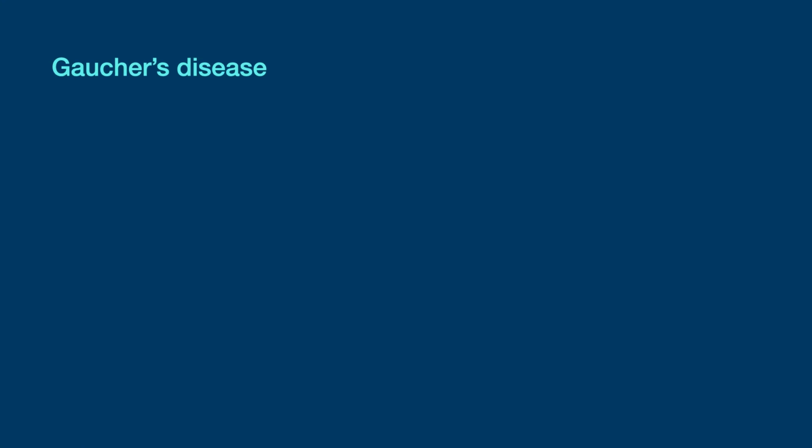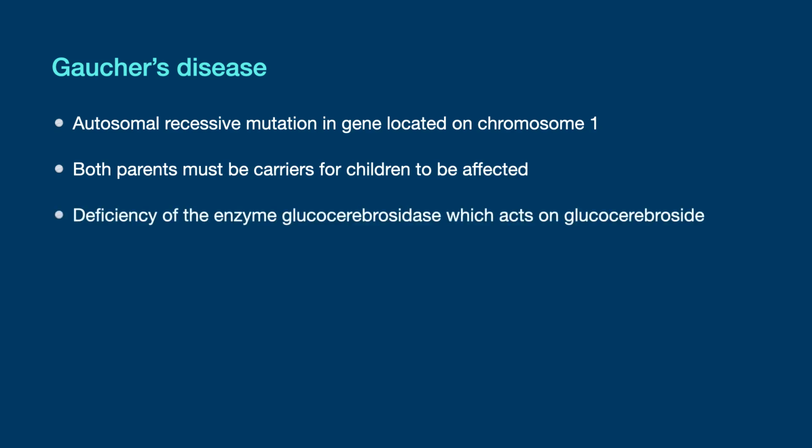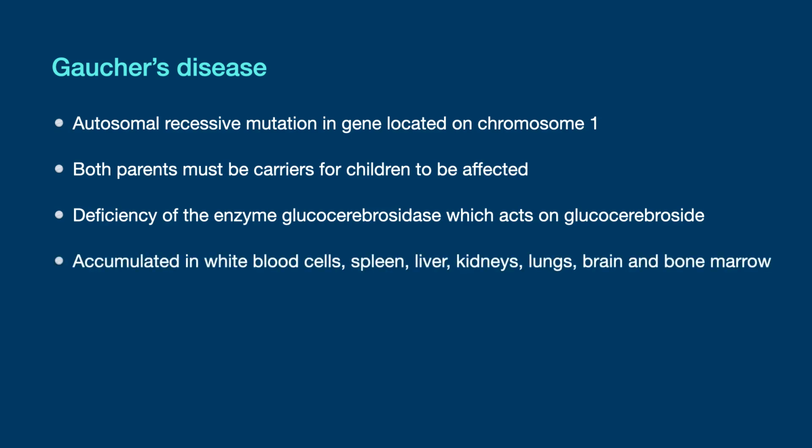Gaucher's disease is an autosomal recessive mutation in gene location of chromosome 1. Both parents must be carriers for a child to be affected. If both parents are carriers, the chance of the disease is 1 in 4 or 25% with each pregnancy for an affected child. Caused by deficiency of the enzyme glucocerebrosidase, which acts on glucocerebroside. When the enzyme is defective, glucocerebroside accumulates in white blood cells, spleen, liver, kidneys, lungs, brain, and bone marrow.